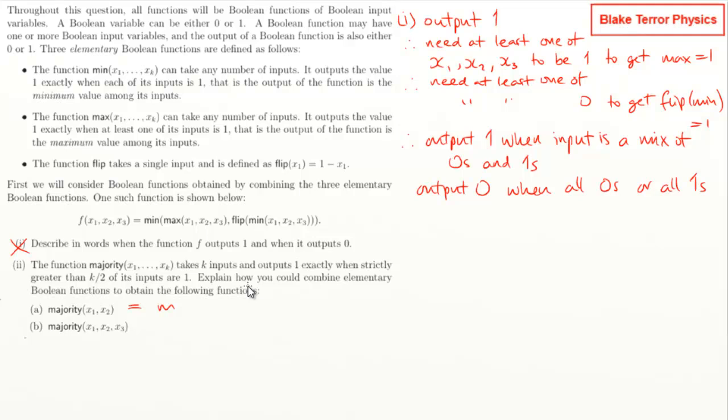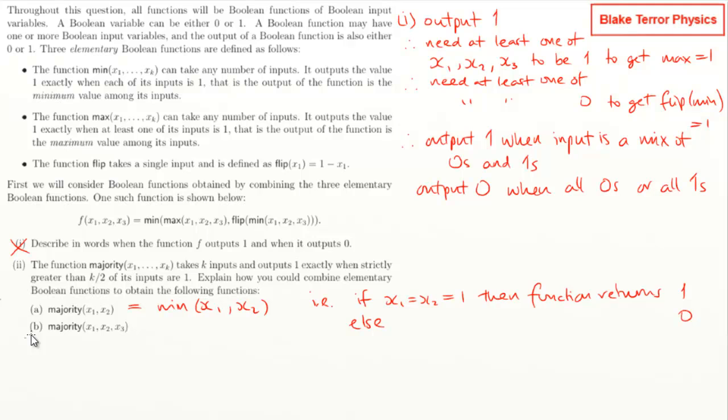It says explain, so maybe we could put a little bit on that. So, i.e., if x1 equals x2 equals 1, then the function returns 1, else the function returns 0. Now if we've got 3 inputs, how are we going to work with this one?